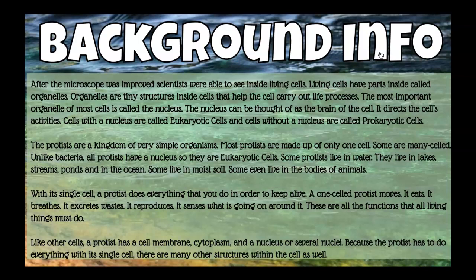Okay, so protists, which are what we're learning about right now, are super simple organisms that are typically only made up of one cell. The majority of them have a nucleus, so protists are considered eukaryotic. Some of them live in water: lakes, rivers, streams, ponds, ditches, puddles, any place where there's water, essentially protists can be found. And then if you keep reading, it talks about the different characteristics of protists.